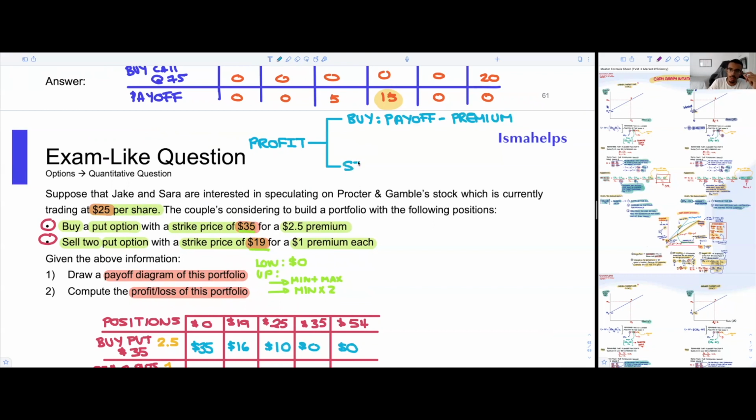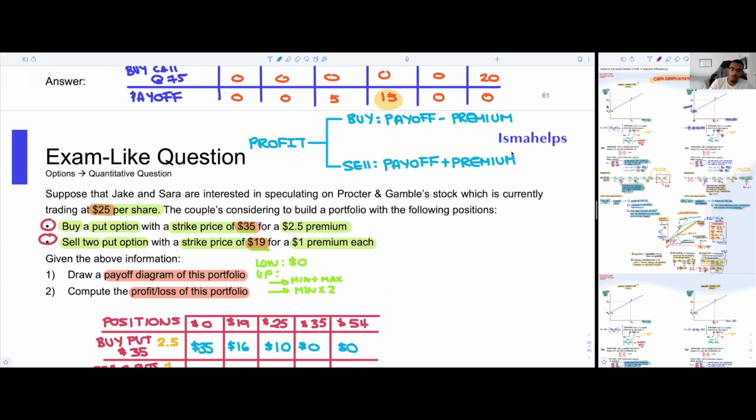Whereas if you sell an option, well, then that option still has a premium. And that premium is what you're going to ask the buyer to pay you. So whatever payoff you had for that portfolio will be added by the premium. Essentially, you're going to add the premium to that. So this is the framework that I would want you to use.